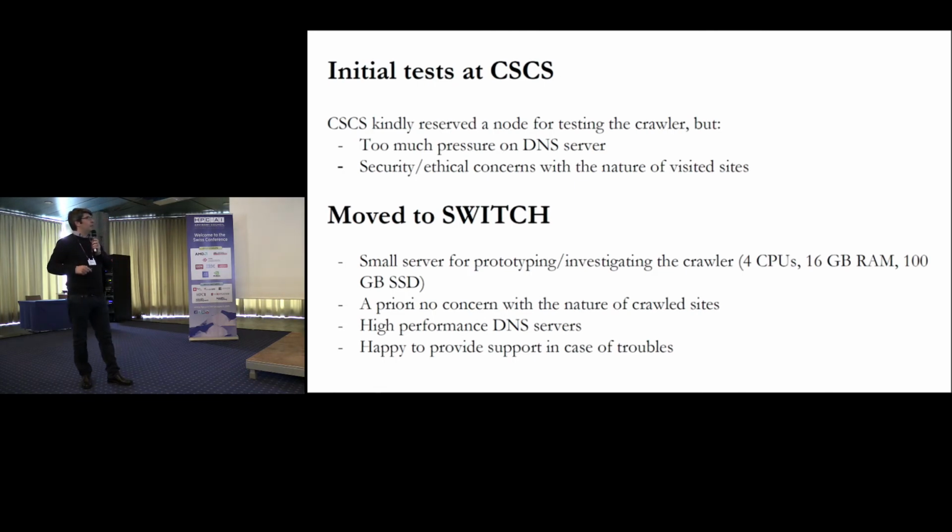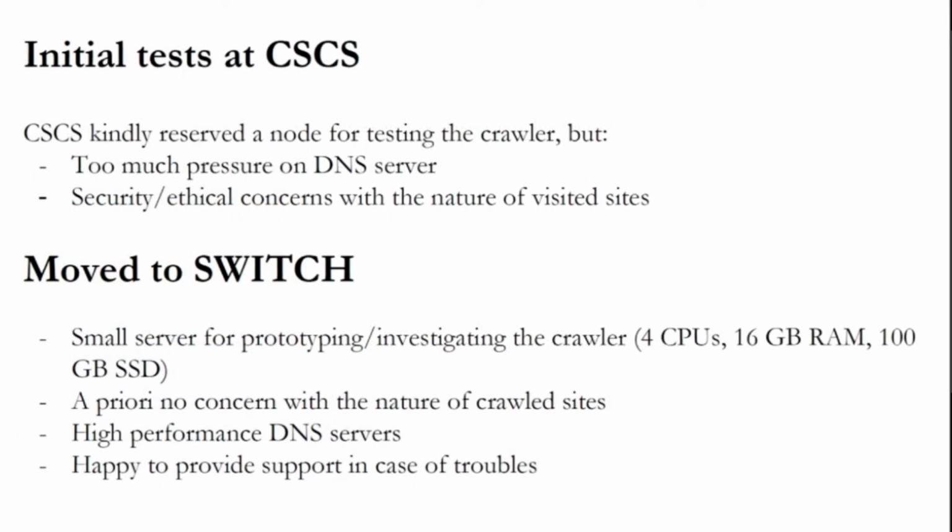Then we moved to Switch. Before that, we had a couple of discussions with people from the network side, to see if the DNS server pressure that we would put on there was a problem or not, and also if there would be troubles with the nature of sites that we would potentially visit with the crawler. And we got the green light from both sides. So at the beginning we just started with a very small server with only 4 CPUs and 6 GB of RAM. They said that a priori there were no concerns with DNS servers, and they would be happy to help and debug things in case of troubles.